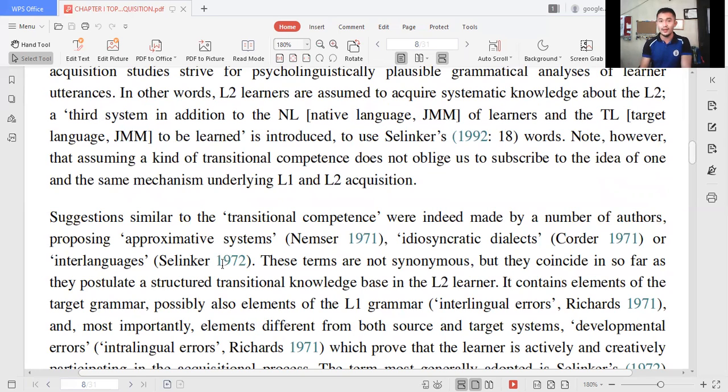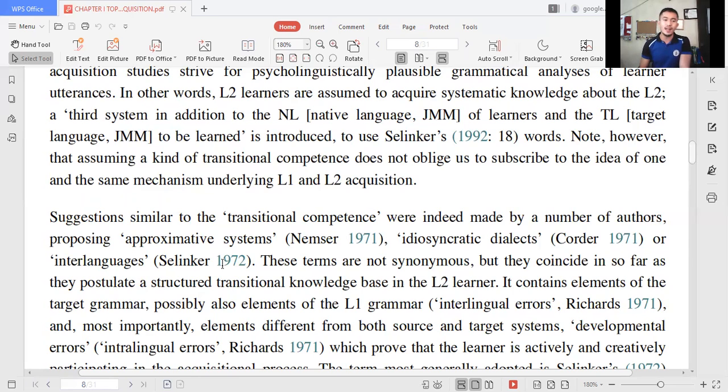That includes Nemser in 1971, idiosyncratic dialects, or interlanguages by Selinker in 1972. These terms are not synonymous. Again, they're not the same with each other. But they coincide insofar as they postulate a structured transitional knowledge base in the second language learner. Again, they coincide; they are not synonymous, but they coincide in postulating a structured transitional knowledge base in the second language learners.